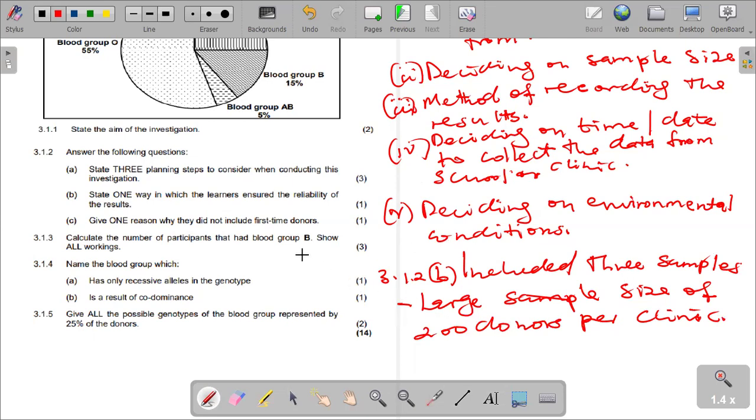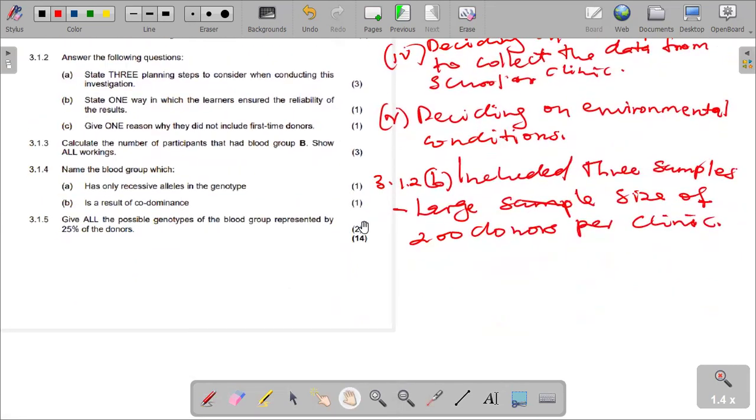And number C, give one reason why they did not include the first-time donors in this investigation. Why should we not include the first-time donors in the investigation? Question 3.1.3(c). Why did they not use first-time donors?